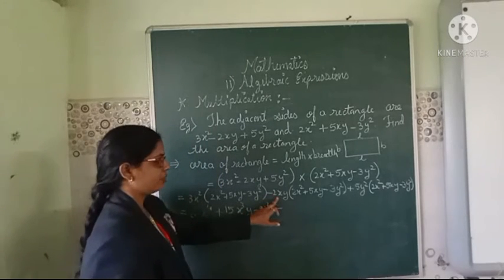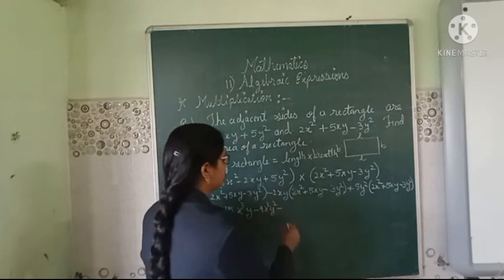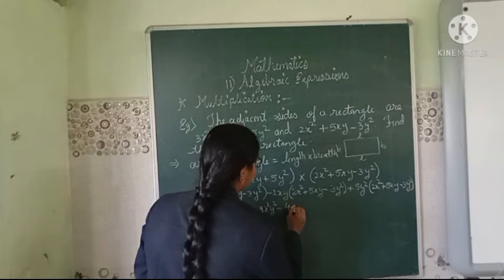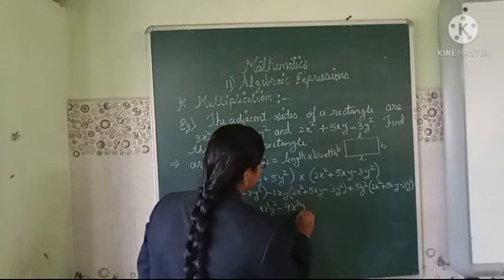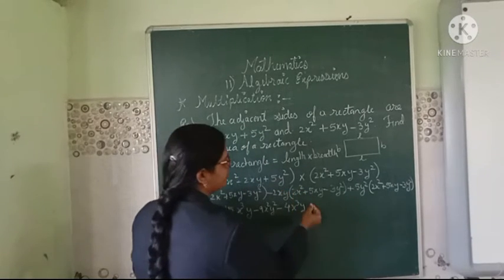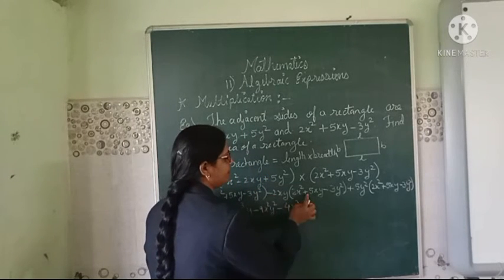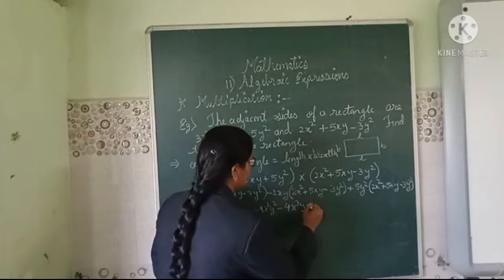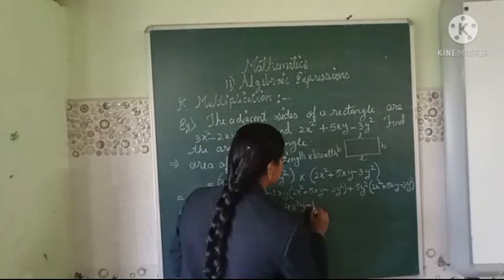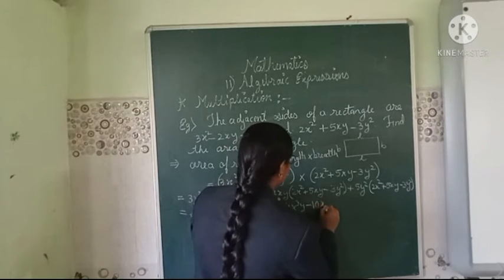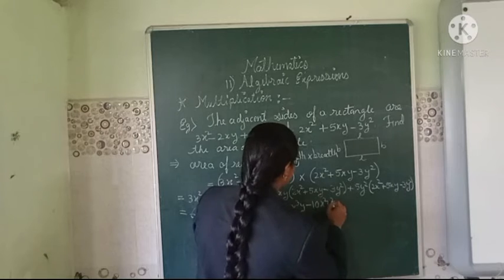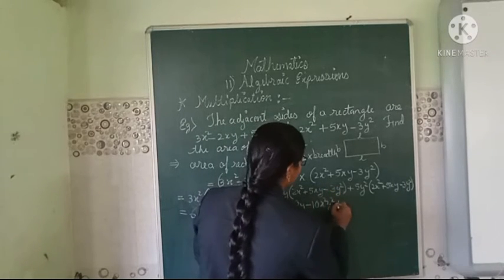Negative sign as it is of this. 2 multiplied by 2 is 4x cube y. Here will be a negative sign. So 2 multiplied by 5 is 10x square y square. Negative will be positive.